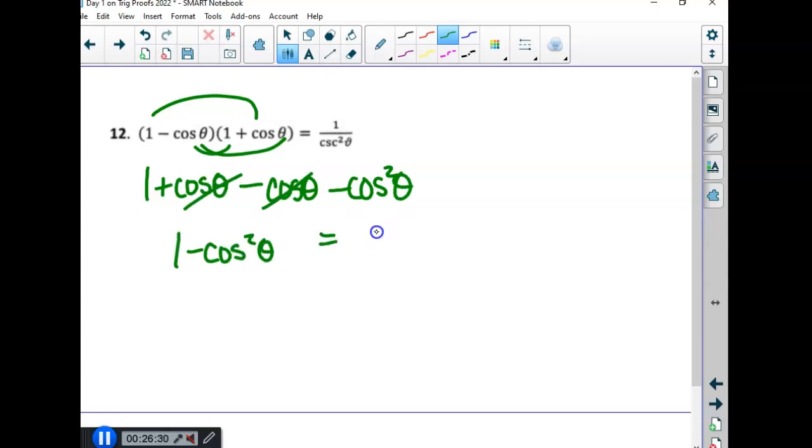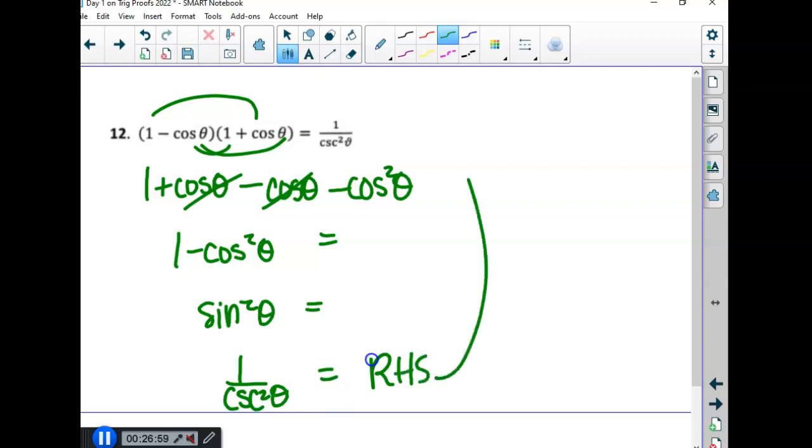Now, how did that become a 1 over cosecant squared? Anybody know? Okay, 1 minus cosine squared is sine squared. And then it's a weird trade, but sine squared is really the same as the reciprocal of what? Yeah, I don't know why we do that, but it is the reciprocal of cosecant, so we got it to equal the right-hand side up above.